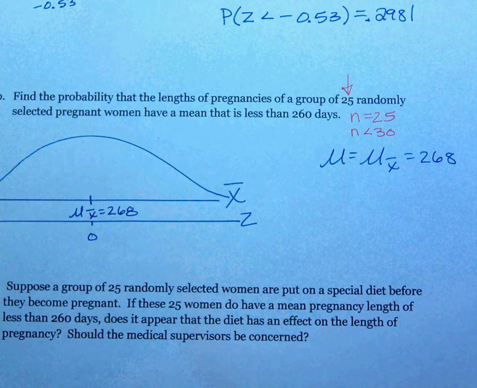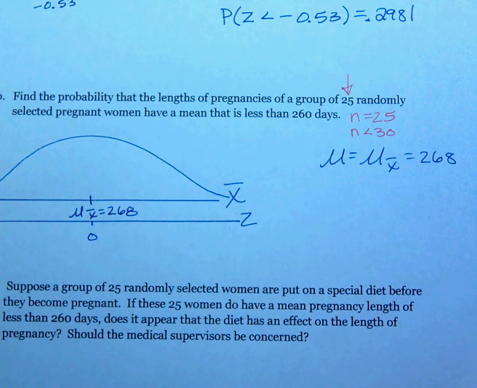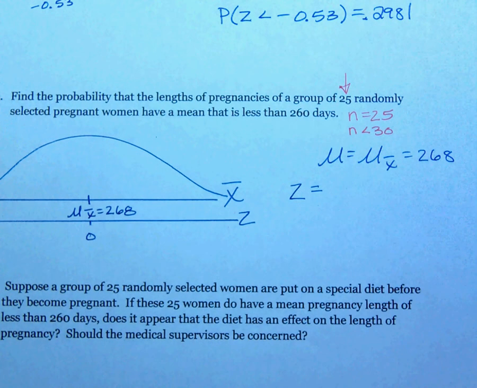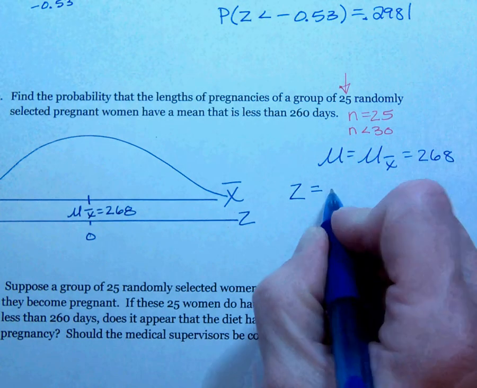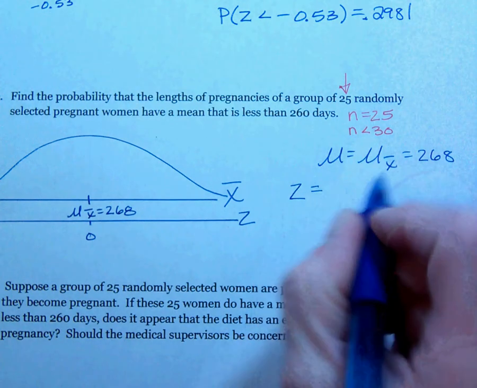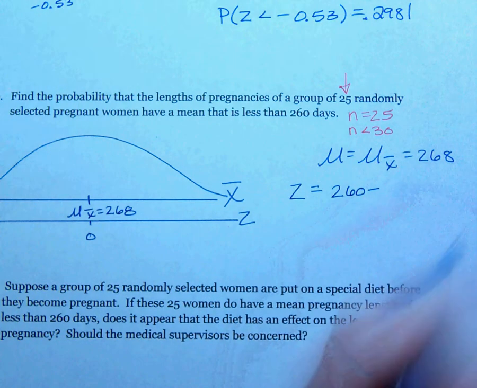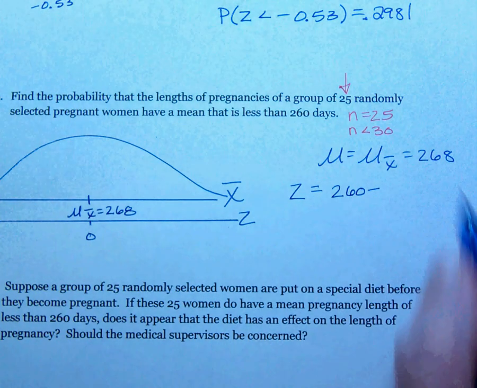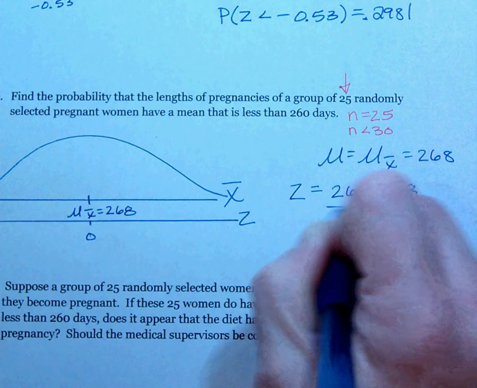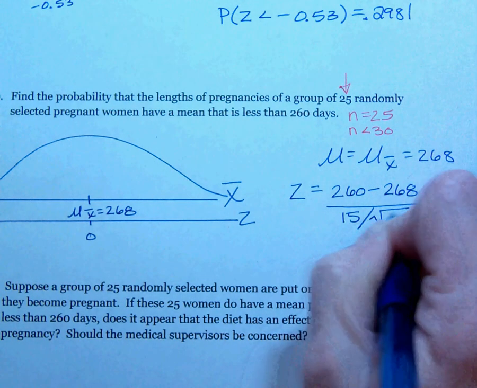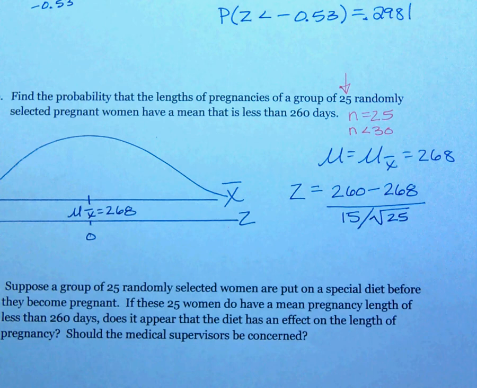So now what we want to do is find the probability that the whole group of women would have a mean less than 260 days. So now we have to use our formula that's for a group, not just for an individual value. It's the mean that we're looking for, which would be 260 days, minus the population mean, over the standard deviation, which is 15, divided by the square root of n. So divided by the square root of 25.